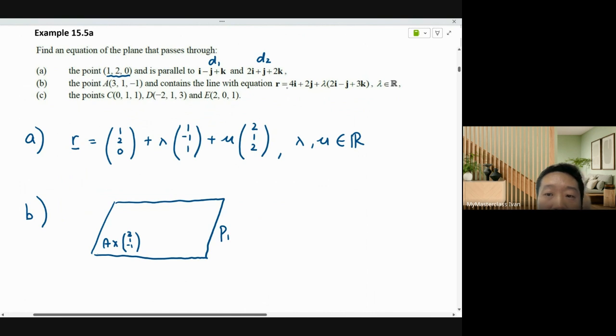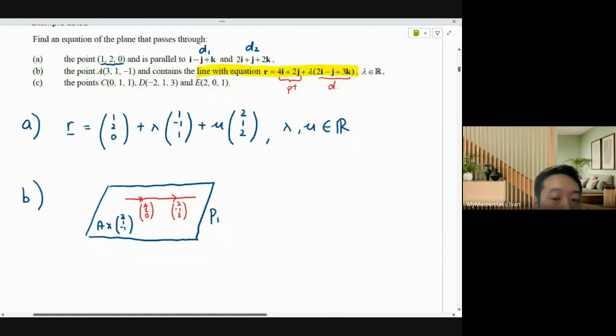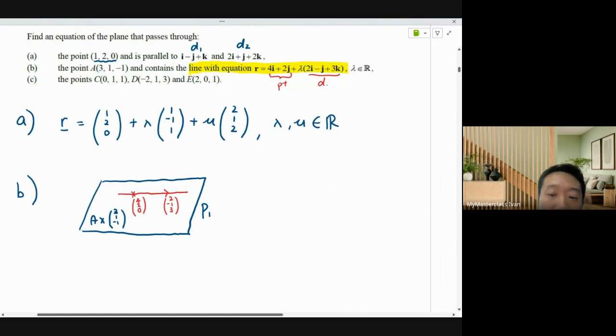Then it also has a line. You can see it also says there's a line here, so you draw a line. The line has a point which is (4, 2, 0), because this is the point, and then this is the direction, (2, -1, 3). So you need two directions. The first direction you already have, taken from the line, which is (2, -1, 3).